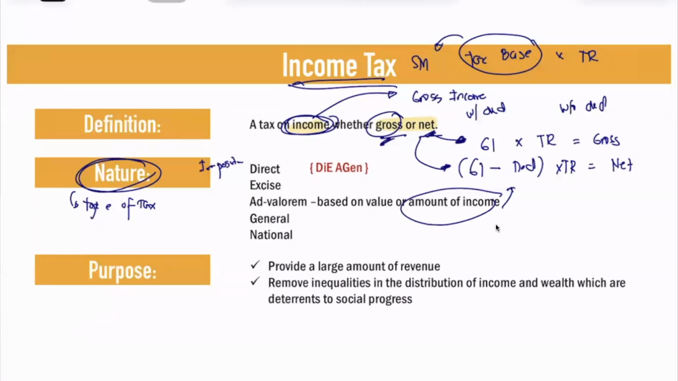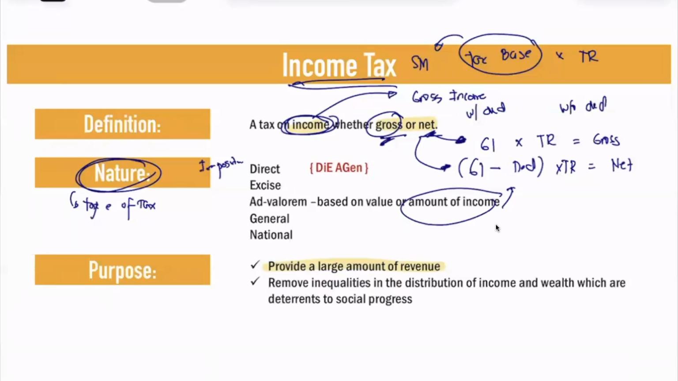And then as to taxing authority, we have here national. Why? Because your income tax is imposed by the national government. Now let's go to your purpose. The purpose of your income tax is to provide a large amount of revenue. Why? Because normally most items or most transactions are subject to income tax. Therefore, a portion of the revenue of the government comes from income taxes.